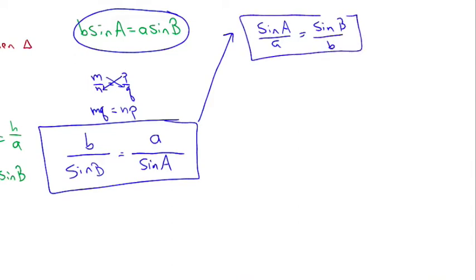What did I do? You just flipped them. I just took both fractions and flipped them. That's totally legal. In other words, instead of choosing B to be at the top over here, I could have chosen sine of A to be at the top, and then B would be at the bottom.